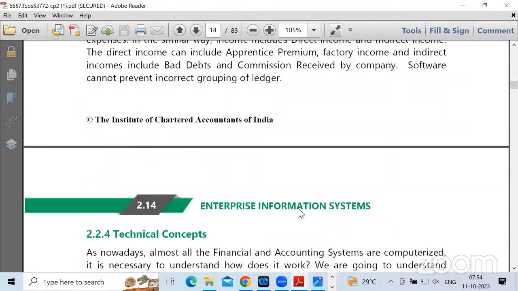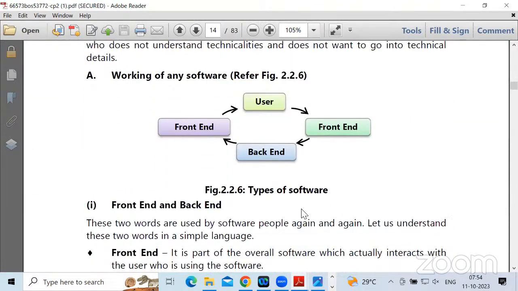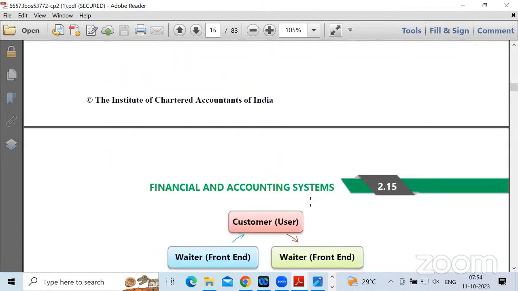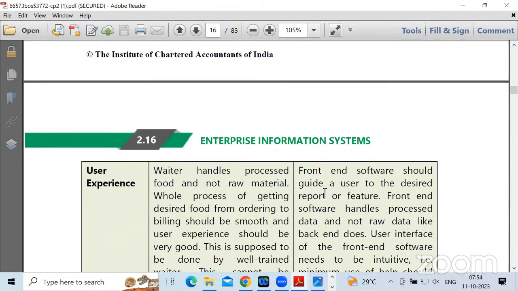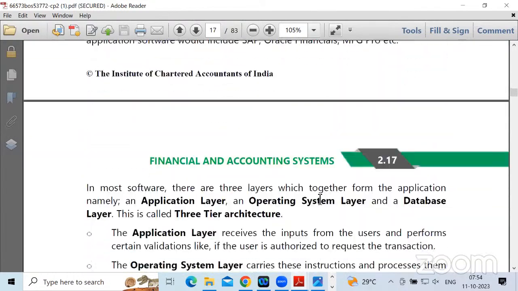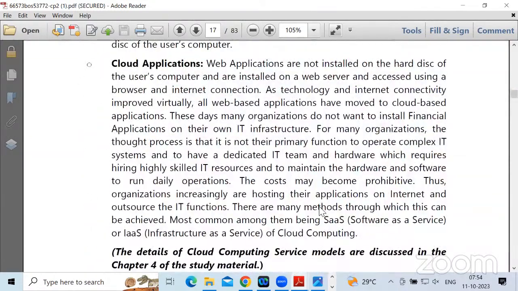Basic level only. Front end, back end, as well as users. Okay, they will give an example. Ignore these examples now, because that will be time consuming.